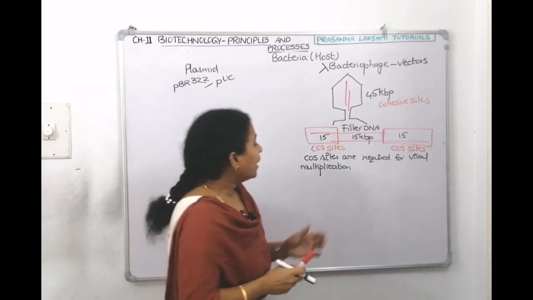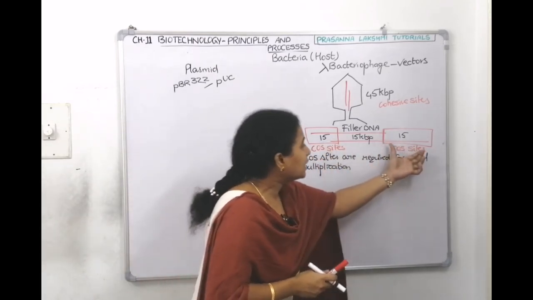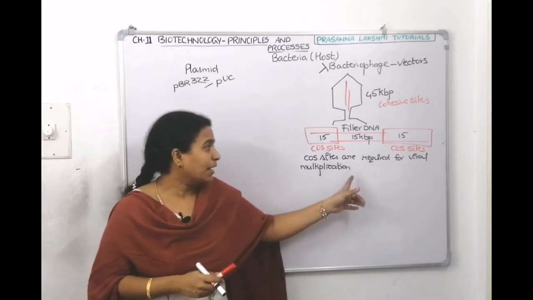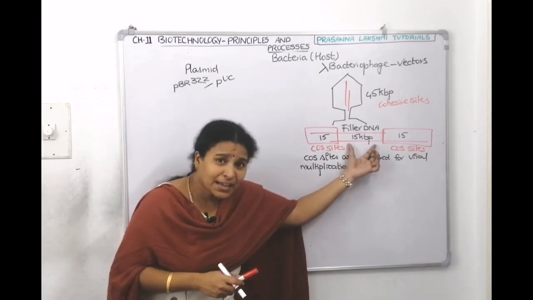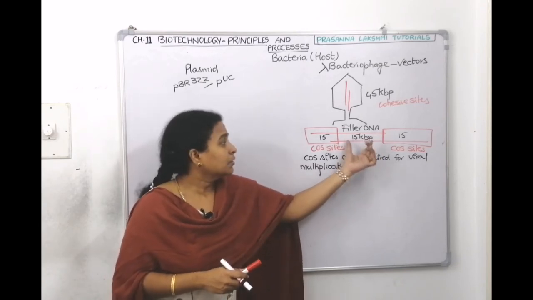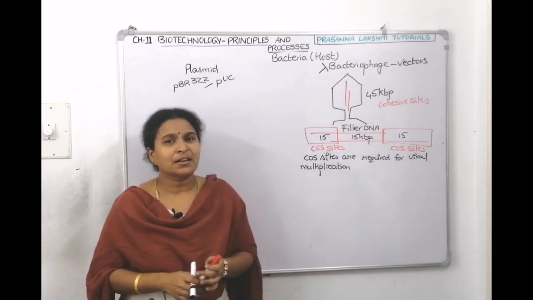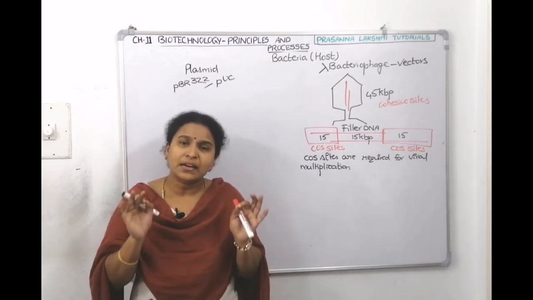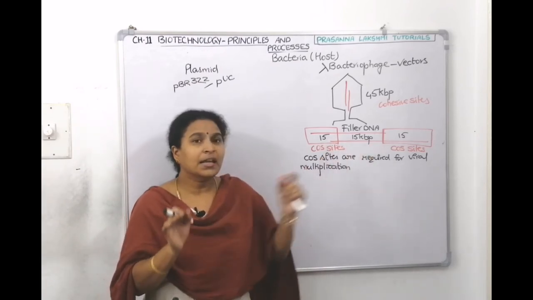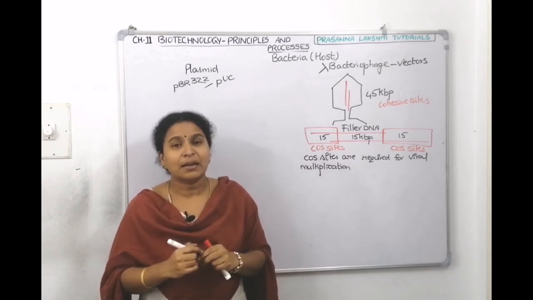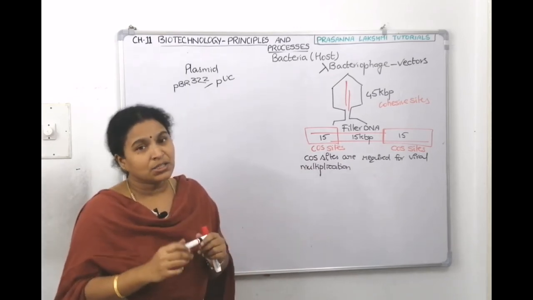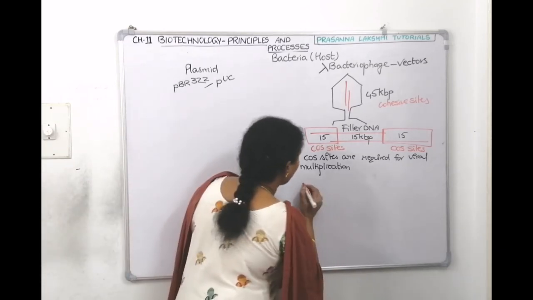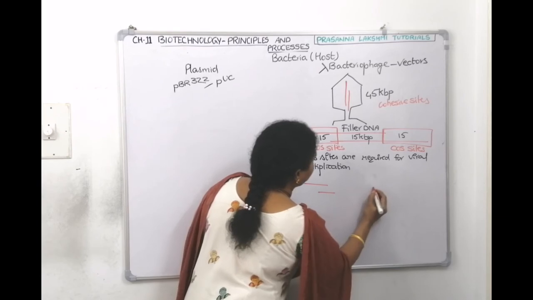Now, we are telling this 15 kilobase pairs and this 15 kilobase pairs are required for viral multiplication. Whereas this filler DNA, which is at the center, is just filling the gap, that's it. It is not required for viral DNA replication. Now, can we remove the filler DNA? Yes. We will cut it off and remove the filler DNA.